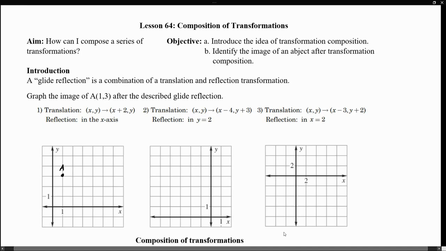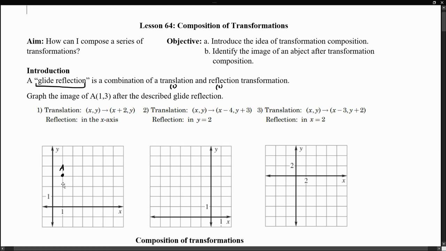All right, so let's start by looking at some examples. We'll start by defining what a glide reflection is. A glide reflection is a combination of a translation and a reflection transformation. So when we talk about glide reflection, we're talking about performing two actions on the object, a translation and then a reflection. So what does that look like exactly?